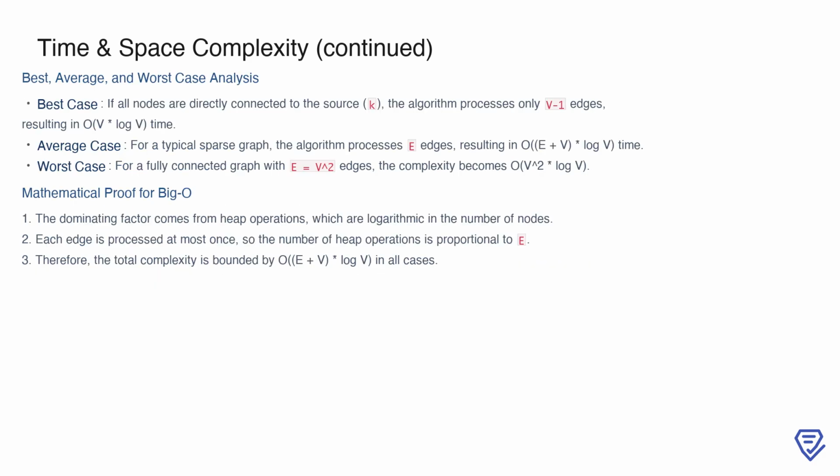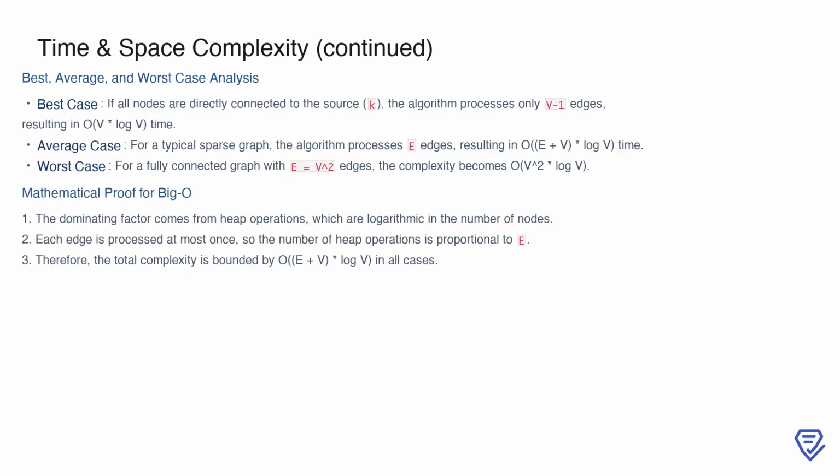Analyzing the best, average, and worst cases provides further insights. In the best case, where all nodes are directly connected to the source node, the algorithm processes only v-1 edges, yielding a time complexity of O(v log v). For an average sparse graph, the algorithm processes e edges, leading to a time complexity of O(e plus v log v).